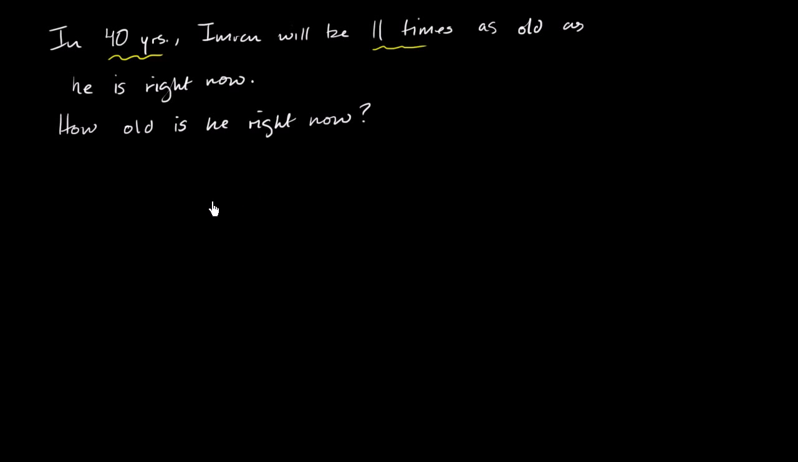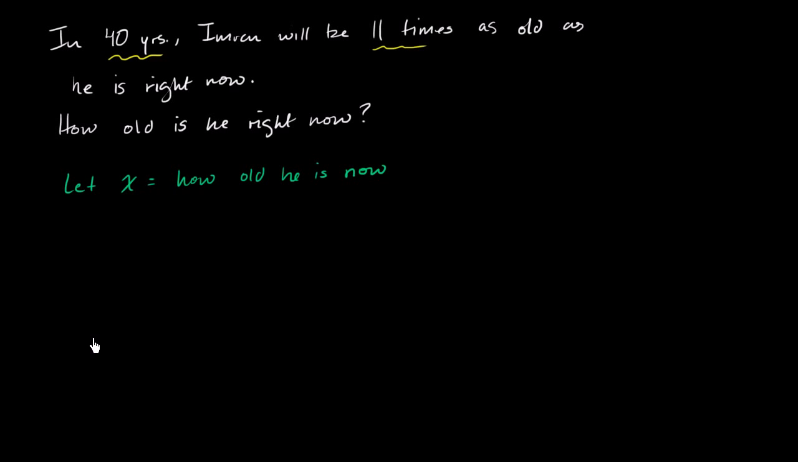Well, let's see if we can set this up as an equation. So let's figure out what our unknown is first. Well, our unknown is how old he is right now. So let's let, and I'm just arbitrarily using x. We always like to use x, but I could have really set it to be anything. But let's say x is equal to how old he is right now.